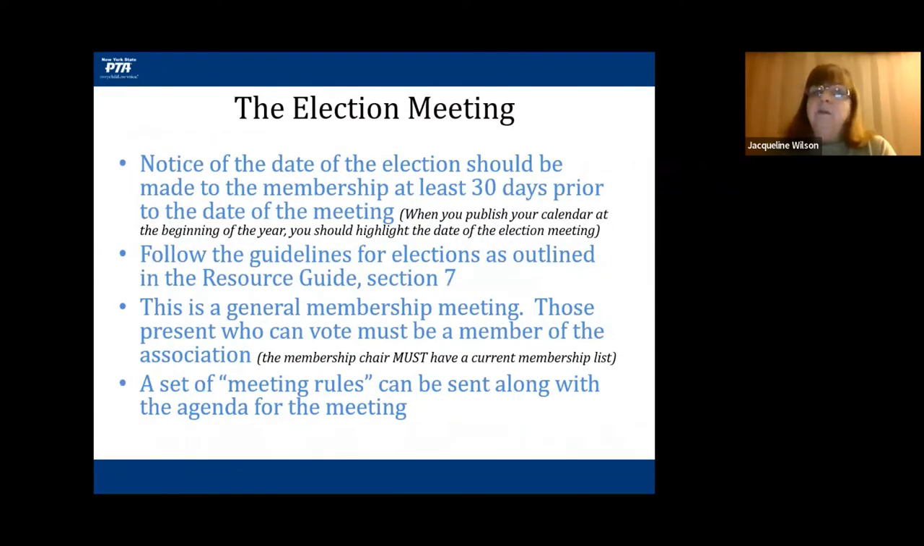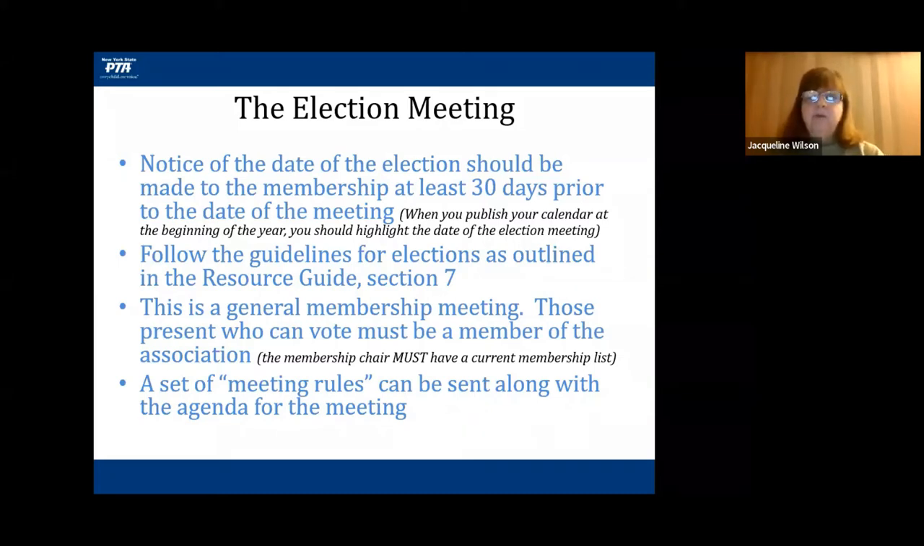So let's get on to the election meeting. The nominating committee has done their role, done their job. They've nominated the candidates for election. The election meeting has been published with the nominees in hand, and now the date of the election is coming up. So notice of the date should be made at least 30 days prior to the date of your election meeting.